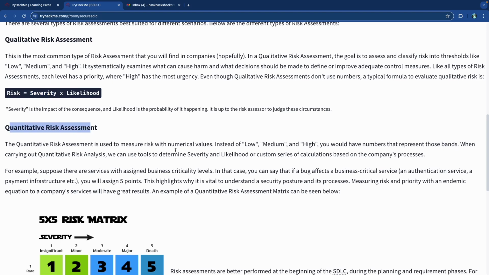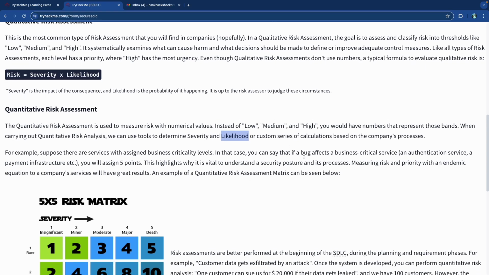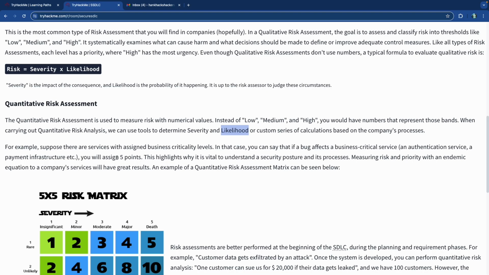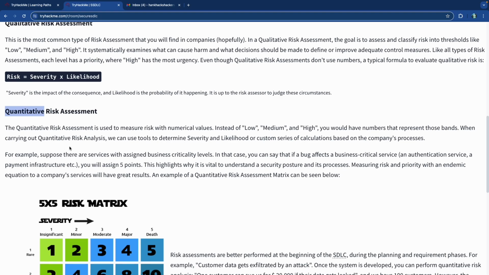Quantitative risk assessment is used to measure the risk with actual numbers, right? So instead of low, medium, and high, you would actually have numbers that represent what happens in these different categories. And when you carry out a quantitative risk assessment, you use tools to determine the severity and likelihood, like a vulnerability scanner, right? Nessus is a really popular one. It gives you a quantitative response. It's actually a combination of quantitative and qualitative. So it'll say it's high and it's 8.5 severity kind of a thing.